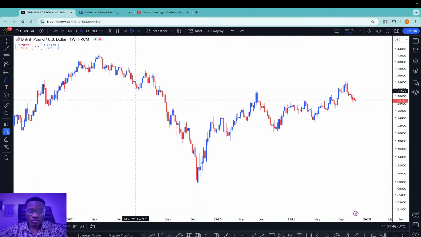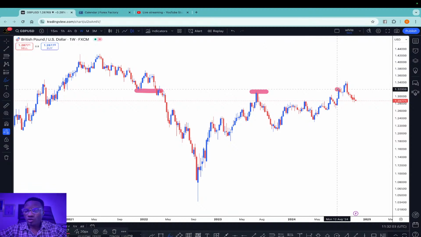We have a low swing here. That is a break of structure to the downside. We have a major swing rejection to the downside here, on the 17th of July 2023. We got a break of structure and a pushback below the structure, which is a false breakout on the weekly chart.